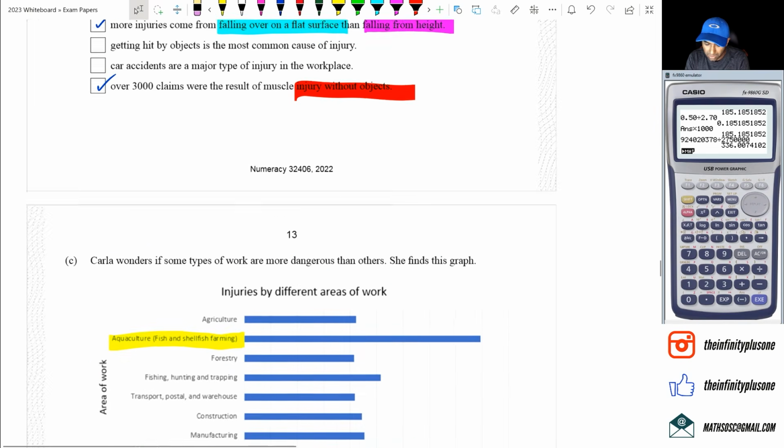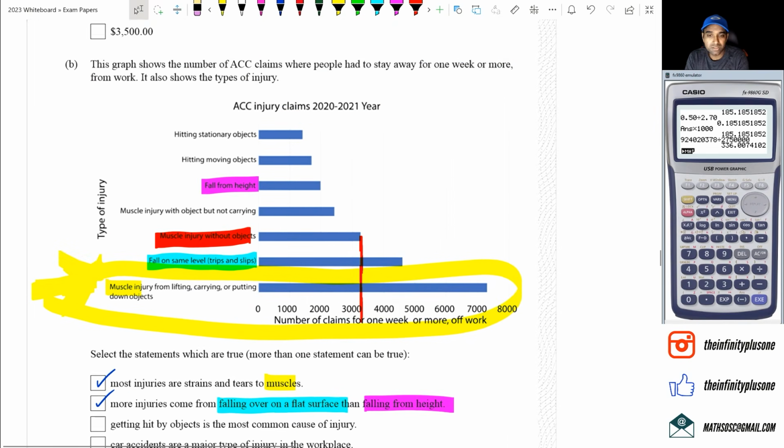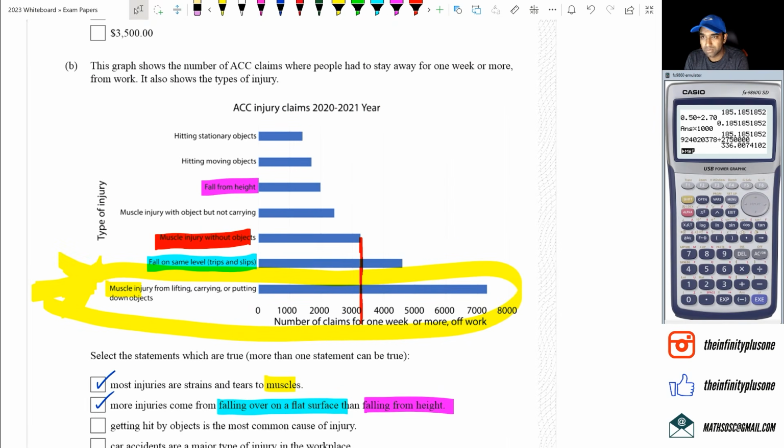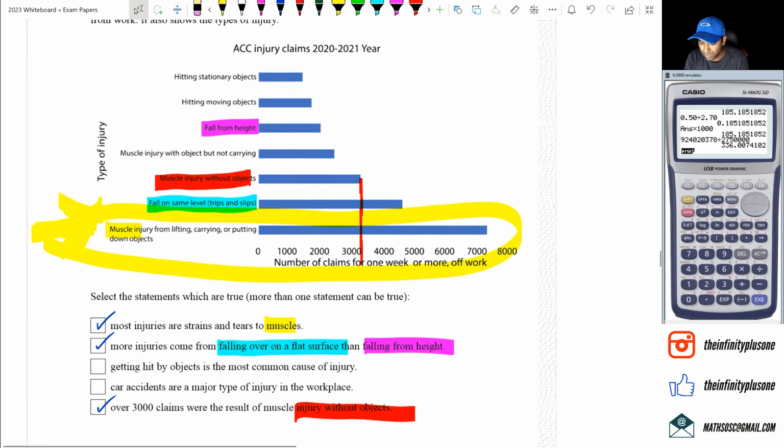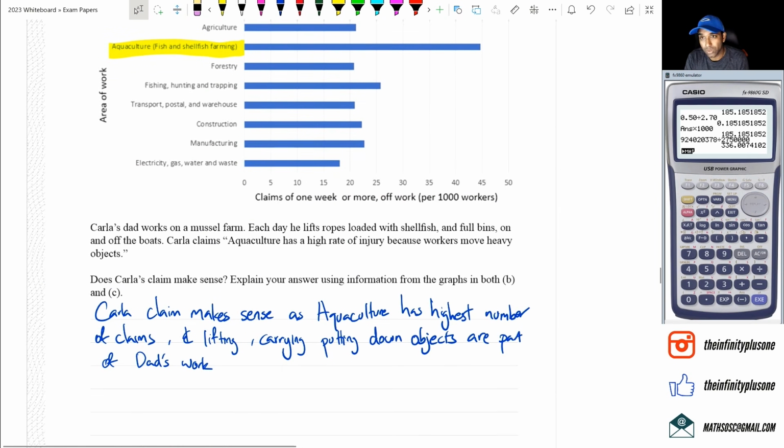That's a lot there. And then of course, if you look at the number of muscle injuries here, that's the biggest number of claims. So we can actually agree with what Carla is saying, that it has a high rate of injury because they move heavy objects.